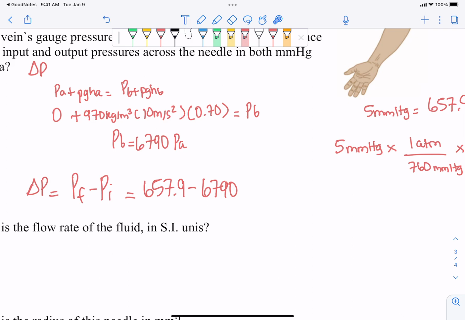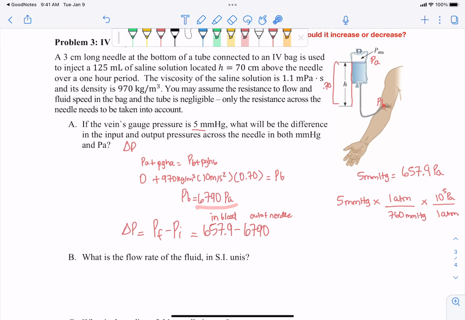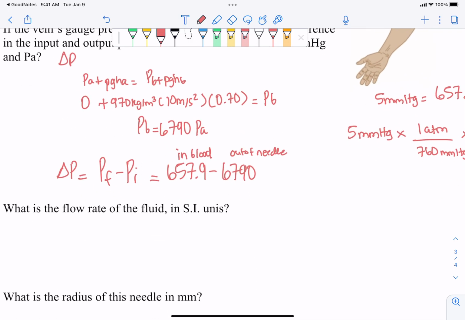Or I guess, okay, this is in your blood, and this is out of the needle, basically. So this is the pressure here, 6,790 coming into your blood, and then your blood will have a final pressure of that 657.9. So delta P should be negative, yes. And I believe it should be negative 6,132.1 pascals, if I'm not mistaken.